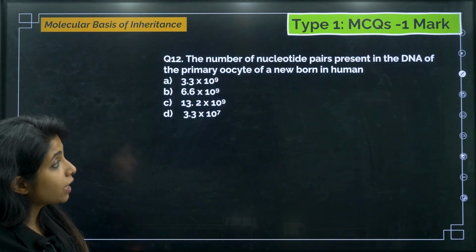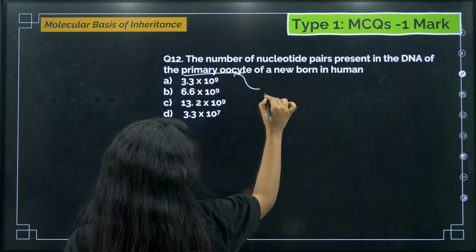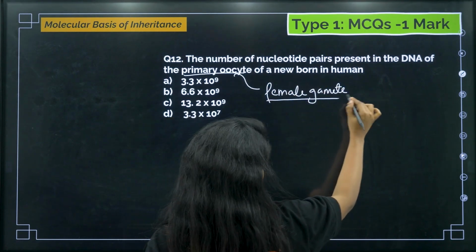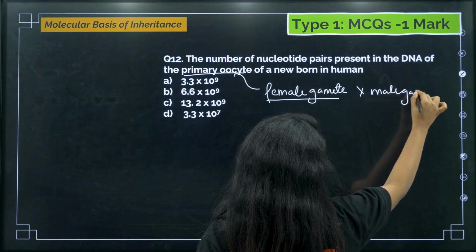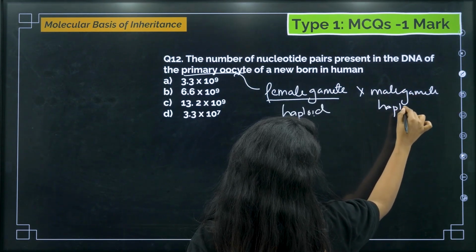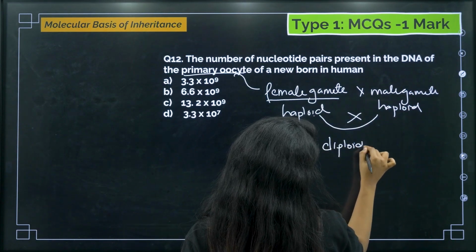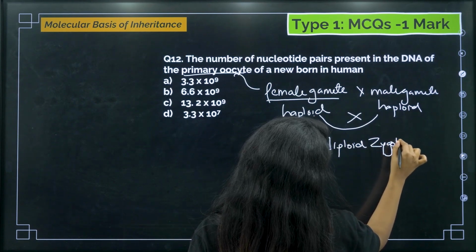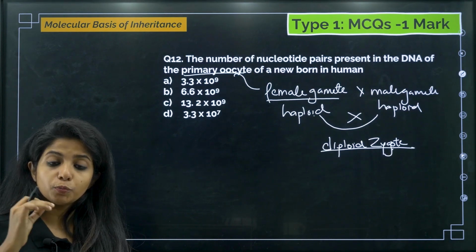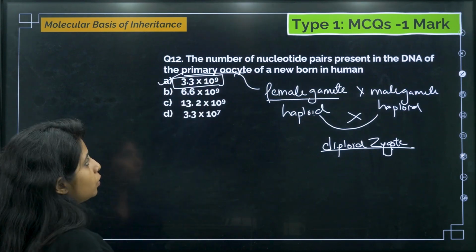Now, the number of nucleotide pairs present in the DNA of the primary oocyte. Children, primary oocyte, you're talking about the female gamete. And you also know one more thing, that female gamete and male gamete, both of them are haploid. That is, they have half the number of chromosomes, and when they fuse together, you get a diploid zygote. So if our normal ones have 6.6 into 10 to the power 9, then half will be this one, 3.3 into 10 to the power 9.